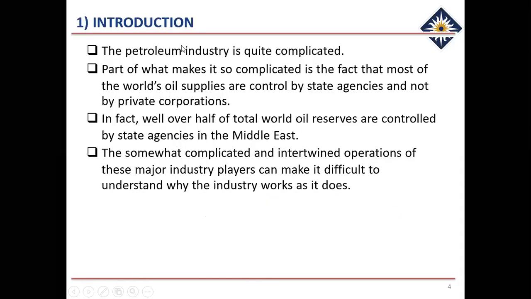It's quite complicated because most of the world's supply is controlled by state agencies and not by private corporations. So we do not have so many private companies. Basically, the national companies control the oil and gas. Look at, for example, Saudi oil. The world's largest oil reserves are controlled by Saudi Aramco. It's the top company. In Malaysia, they have a national oil company, Petronas, and they are the top people there.